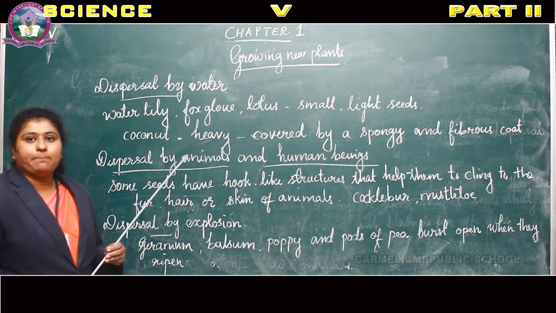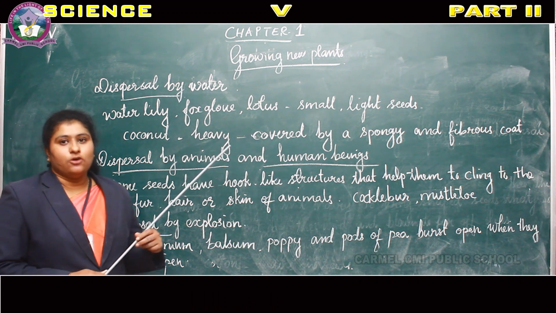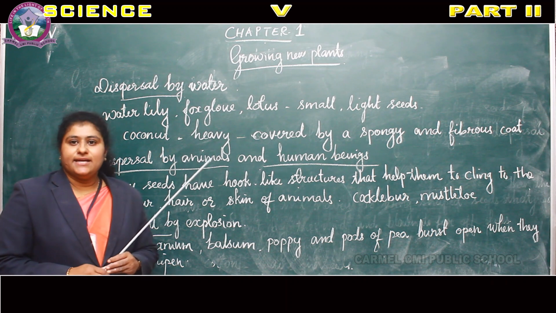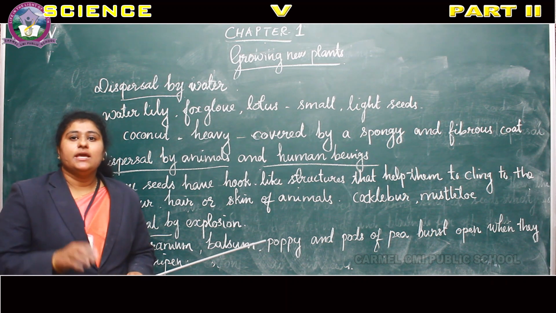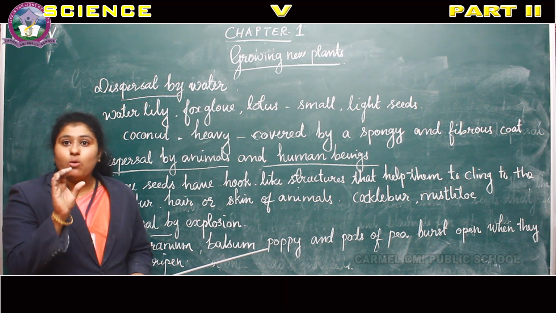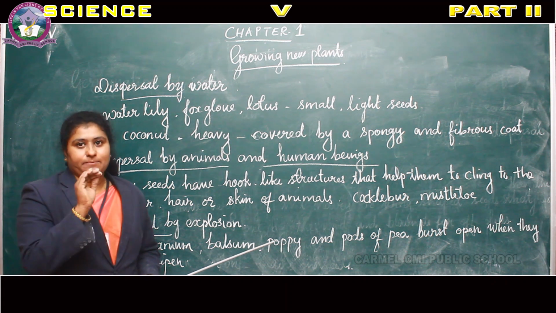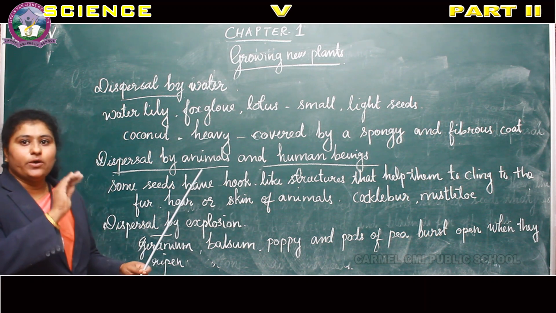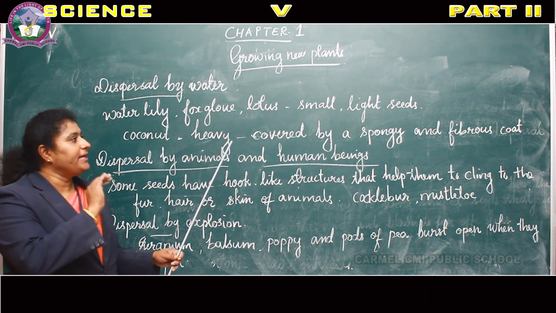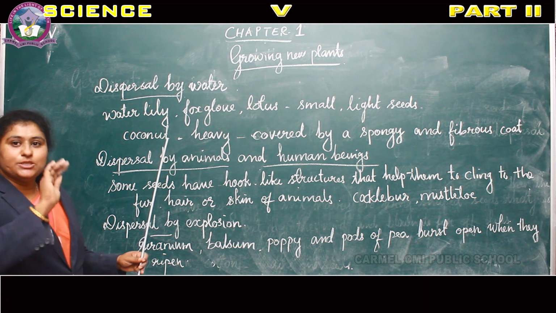Next is dispersal by water. Aquatic plants like water lily, foxglove, lotus, etc. have very light and small seeds. So, they can float easily in water, and with the help of water they go from one place to another.